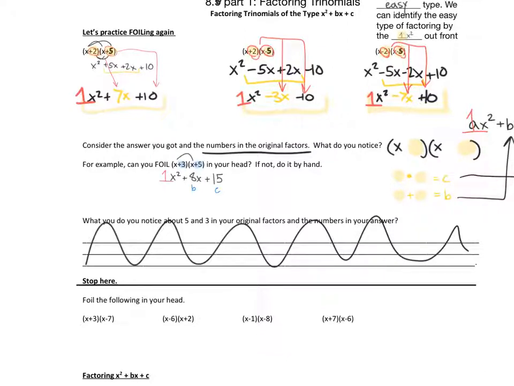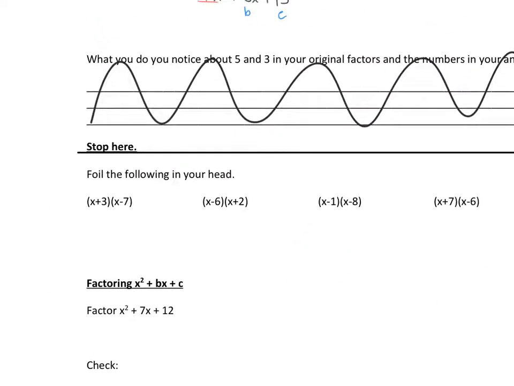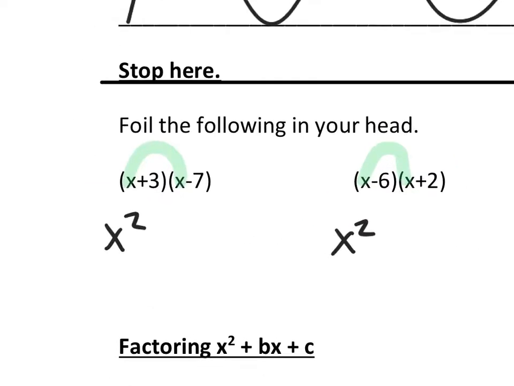All right, so before we start to factor and go backwards, let's get some practice FOILing the following in our heads. You can go ahead and write out x squared on all of these. All of these will start off with the exact same concept of x times x, to get us the x squared, because today we're focusing on the easy type.